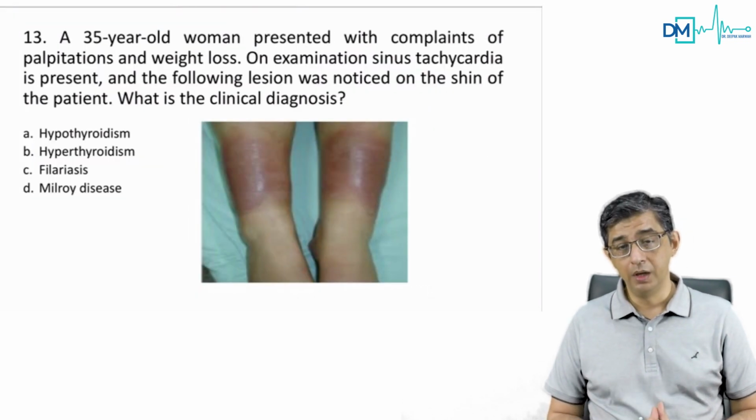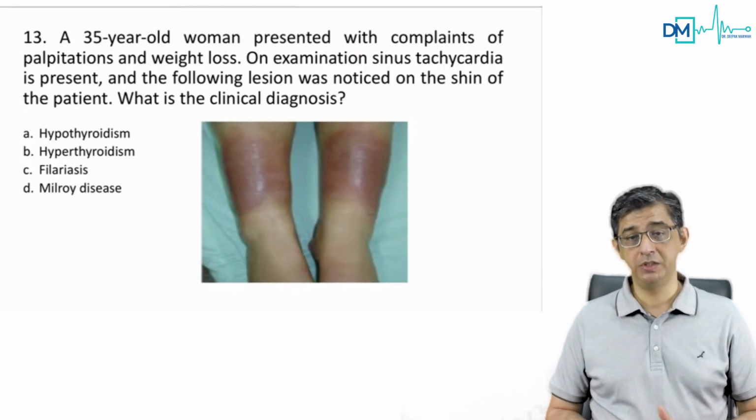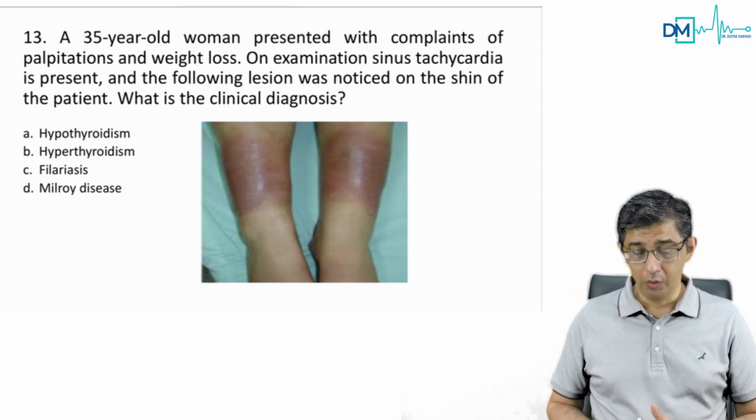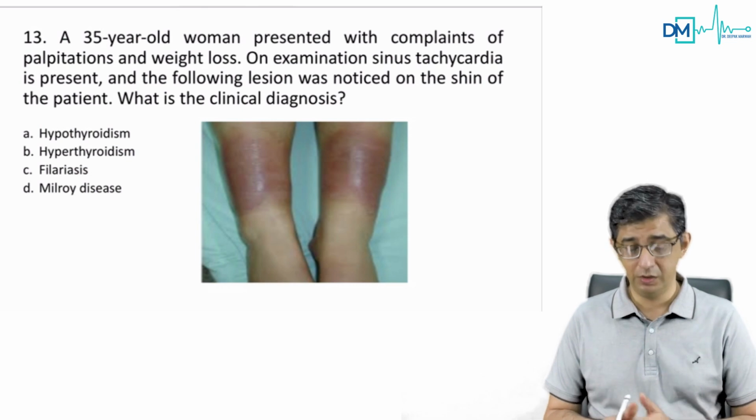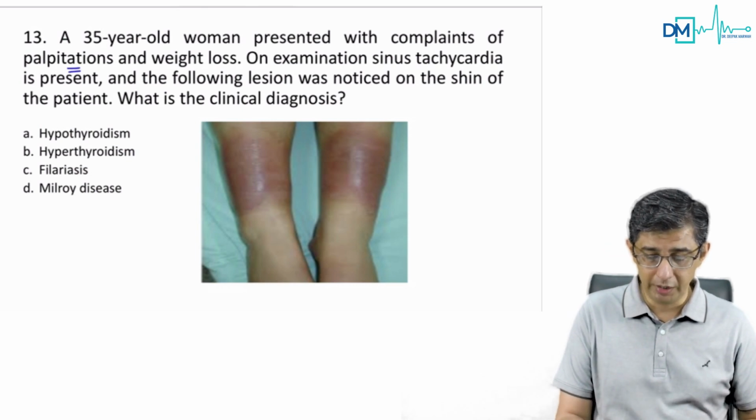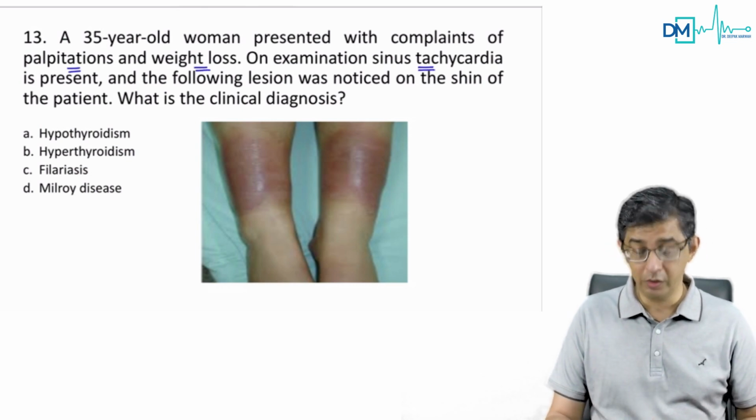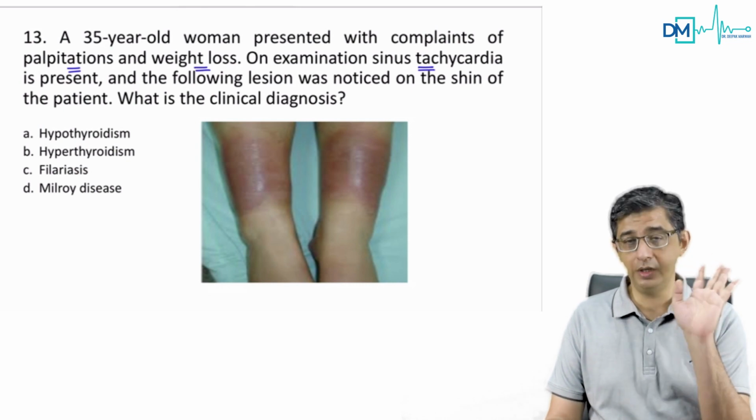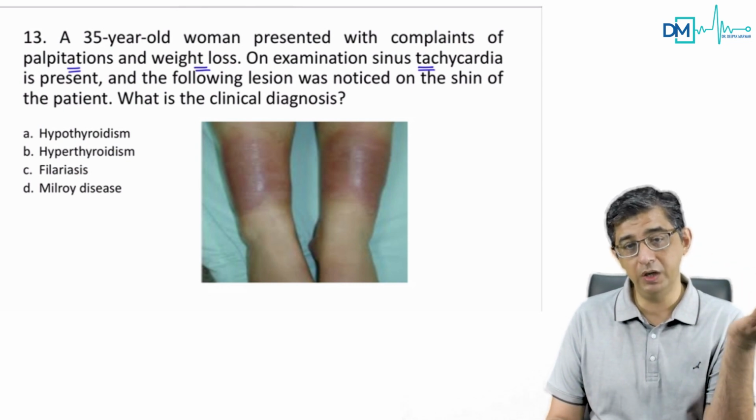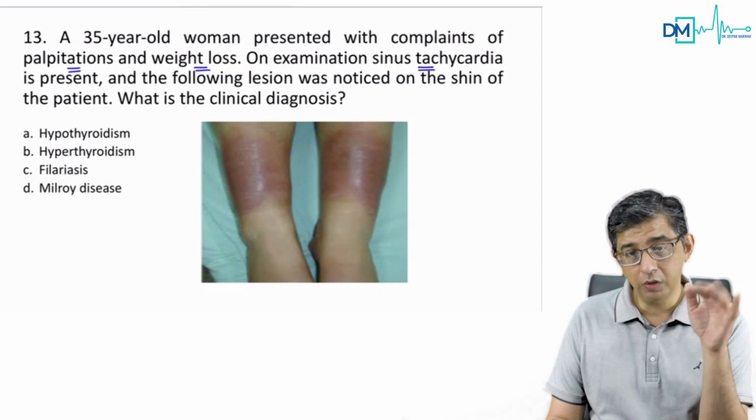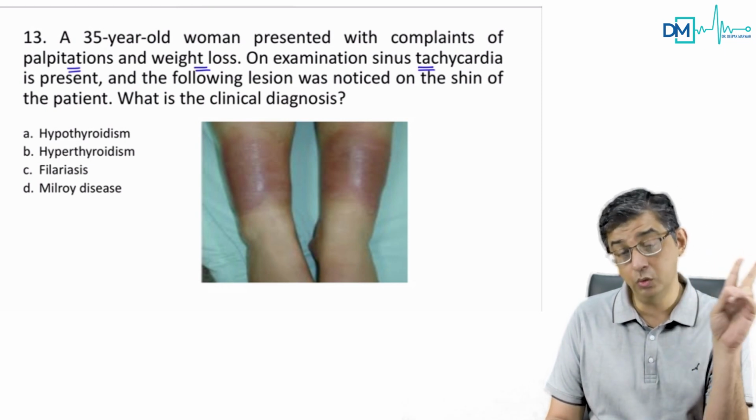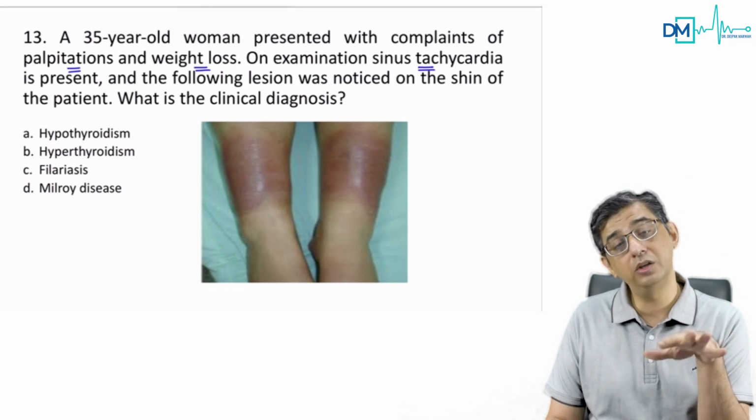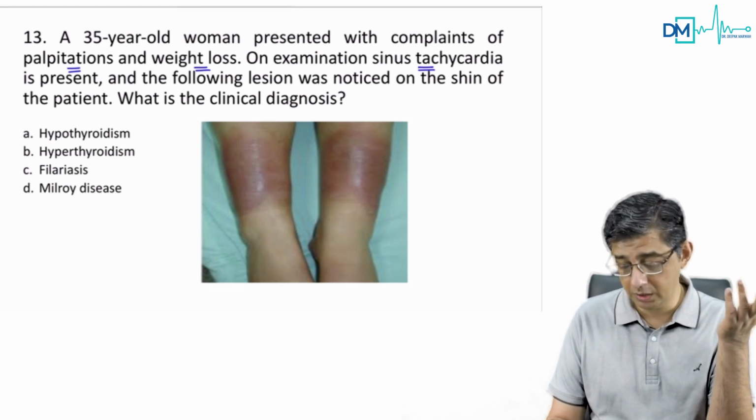Moving to the next one. This lady has presented with complaints of palpitations and weight loss. On examination, there's a sinus tachycardia. The moment you read about palpitations, weight loss, sinus tachycardia, you know that either this is pheochromocytoma or it is thyrotoxicosis. These are the only two things which have to be put in differential diagnosis. Both of them can manifest these. Now, pheochromocytoma has already come two times in your exam. Two questions we have already solved. Unlikely the third one will also be pheochromocytoma, and then he's giving a skin lesion.